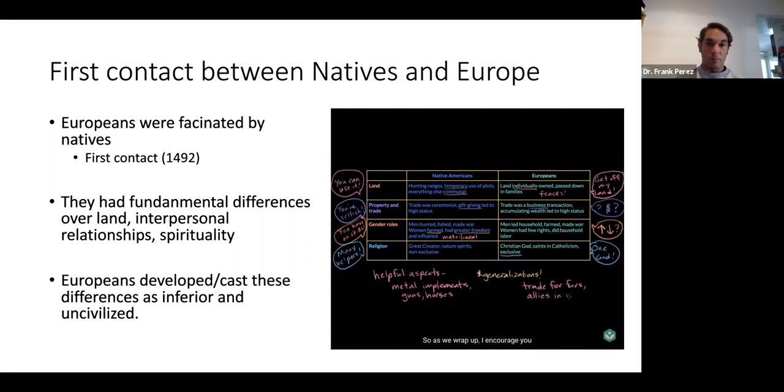So, as we wrap up, I encourage you to take a closer look at this chart. Is there anything you find particularly surprising about these differences? Where do you think that Europeans and Native Americans were most likely to find common ground between them? And lastly, which of these cultural aspects do you think was the most significant difference between Europeans and Native Americans, and why?